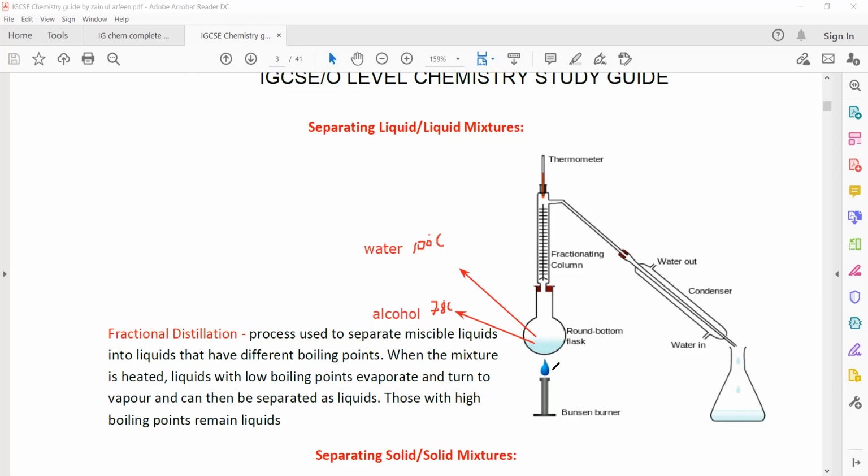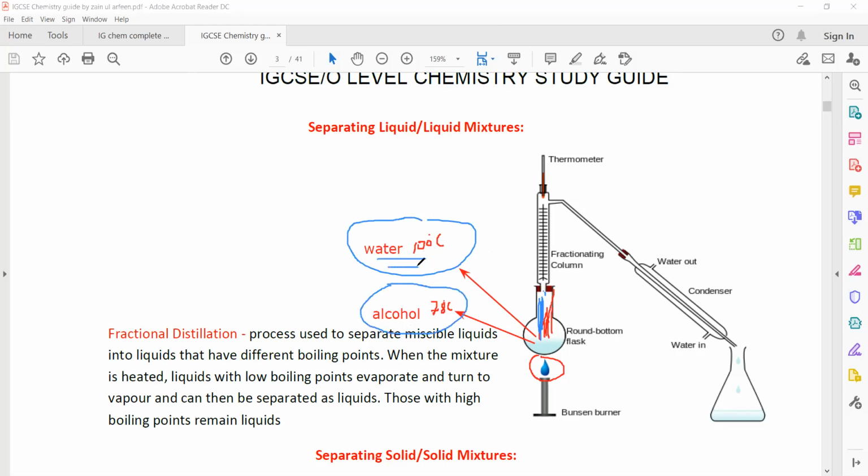So what happens when you supply the heat energy? Both water and alcohol will convert into vapors, because evaporation or conversion of liquid to vapor can occur at any temperature. For example, the blue lines represent alcohol and the red lines represent water. These water vapors and alcohol vapors will rise in the fractionating column, because the boiling temperature of water is 100, whereas the boiling temperature of alcohol is 78.